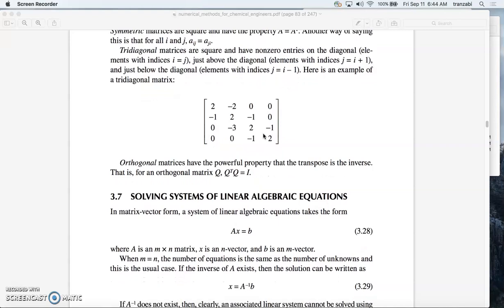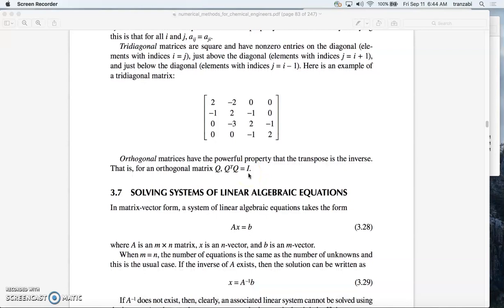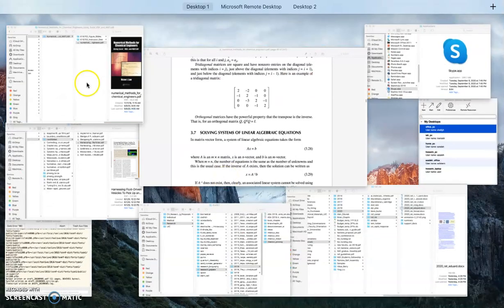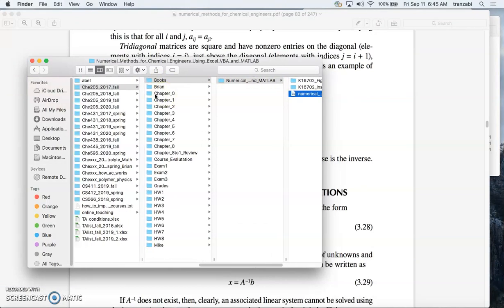Okay, another matrix we're going to talk about is the orthogonal matrix. An orthogonal matrix is a matrix such that when you take the transpose of it and multiply by itself, you get the identity. Okay, so we can easily make an orthogonal matrix. Let's look at one example here.